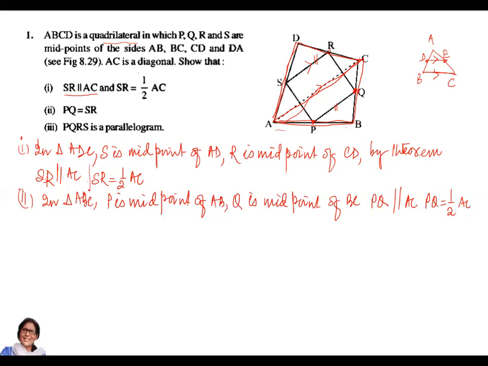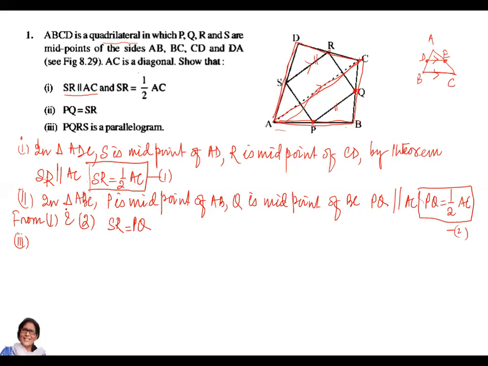Then SR is half of AC, PQ is half of AC. So from these two relations, this is 1, this is 2. So from 1 and 2, I can write SR is equal to PQ. Second part is over. Now coming to the third part.